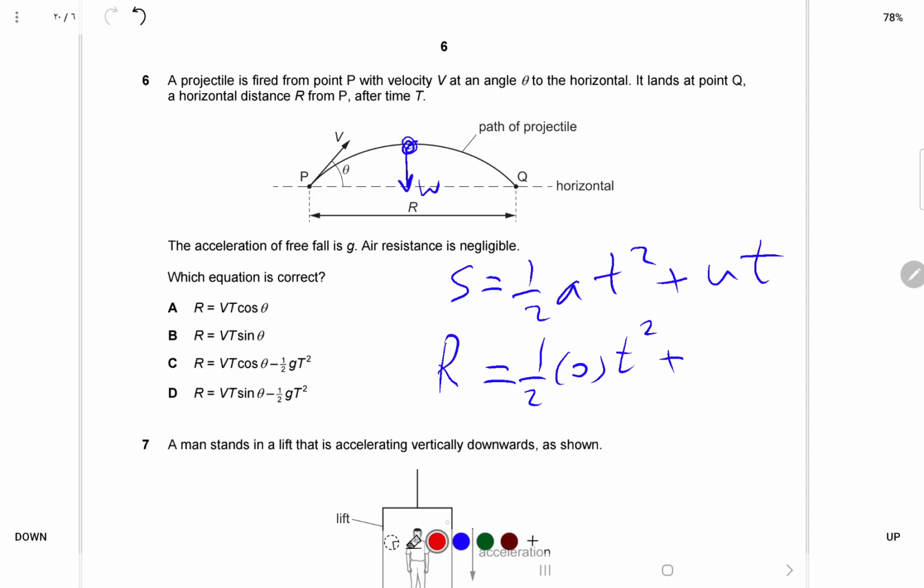Now, what is the initial velocity? If you take components for velocity, v cosine theta is the horizontal component. The vertical component is v sine theta. So here you have to replace u with v cosine theta times t. And clearly, this is option A. So option A is the correct answer.